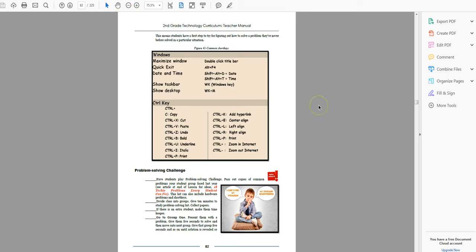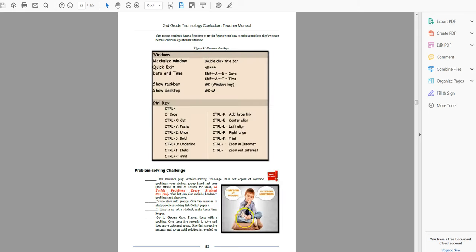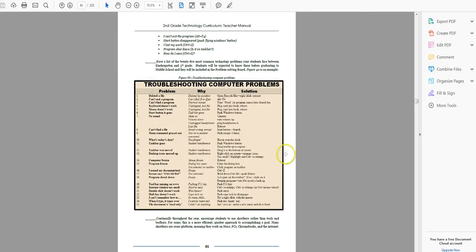Okay, problem solving challenge. This is a very fun one, and I probably would do it. You could do it to find out what they know. You break the class into groups, and you base it off of these common problems that you want them to know. Then give them 10 minutes to study the problem solving list, and then don't let them keep it. They don't get cheat sheets. Go to group 1 and ask them, how do you solve this problem? And then give them one.